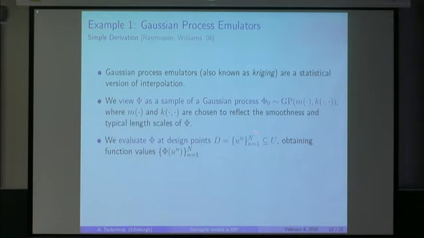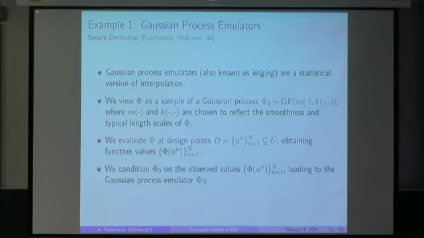So these are capital N points. So n here is the number of design points. And then you evaluate your function at those points, which gives you these function values. And then you take your original model phi 0 that you have here, and you condition it on these values here. By the property of Gaussian processes, that gives you another Gaussian process.